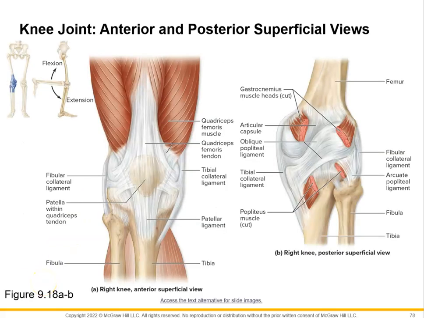Okay, so here we have a superficial view of the knee joint. You have the quadriceps femoris muscle, and the tendon of this is going to glide over the anterior surface of the femur. You have the tibial collateral ligament here on the medial side of the joint, and the fibular collateral ligament on the lateral side of the joint. You have the patellar ligament extending from the patella down to the tibial tuberosity.